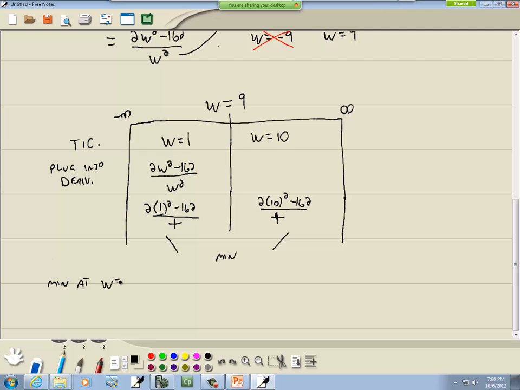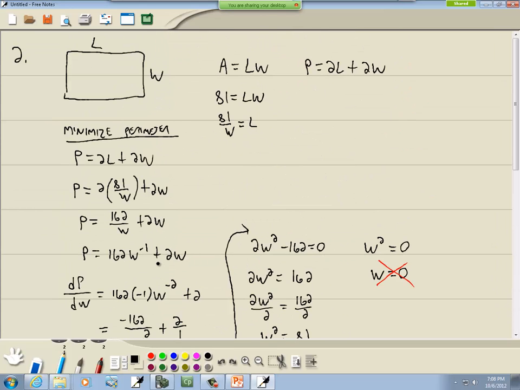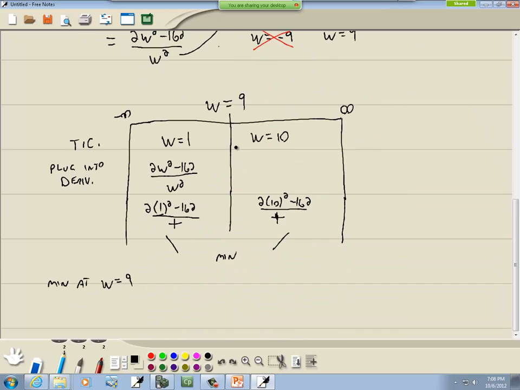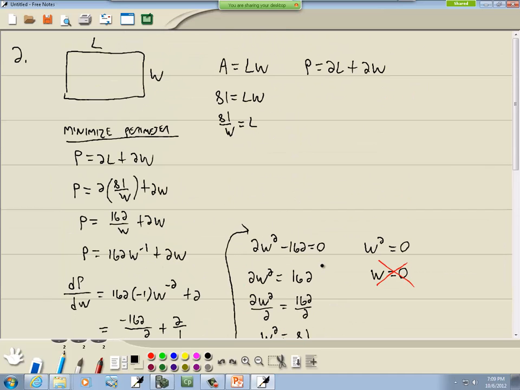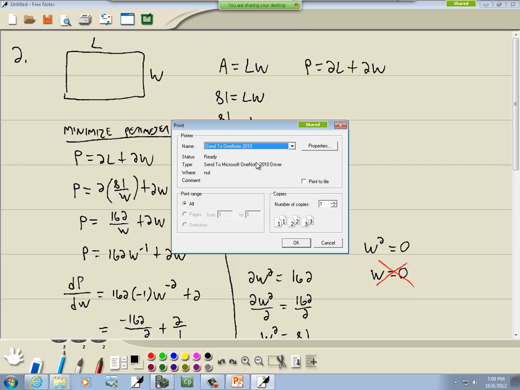which means we have a min at W is equal to 9, and we just need to find out what our L value is. Up here, L is equal to 81 over W. So I come down here. L is equal to 81 over W. And we just said W was 9. So 81 divided by 9 gives us 9. So width is 9 and length is 9. And those would be our answers. So we save that.